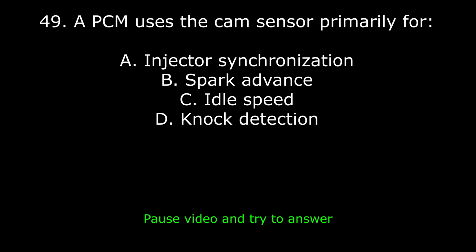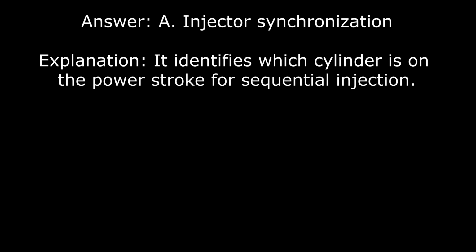49. A PCM uses the cam sensor primarily for: A. Injector synchronization, B. Spark advance, C. Idle speed, D. Knock detection. Answer: A. Injector synchronization. Explanation: it identifies which cylinder is on the power stroke for sequential injection.